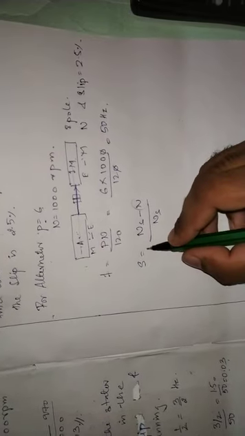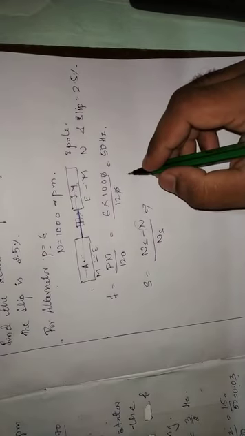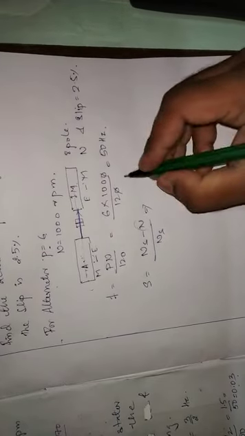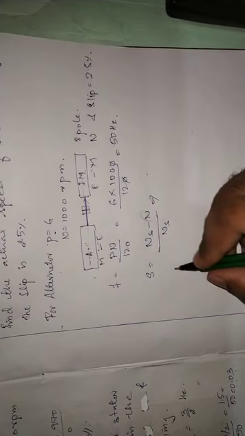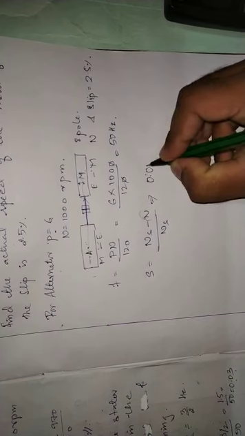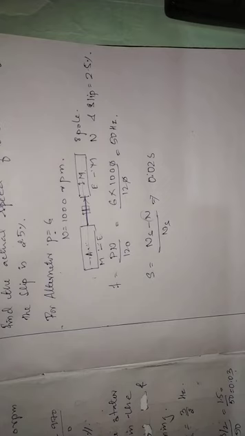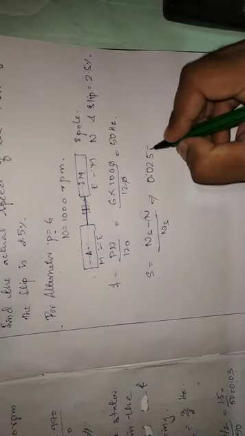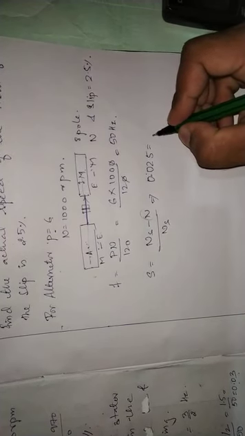The value of slip is 2.5%. It is 2.5 in the sense 2.5 divided by 100. So the value of slip is 2.5%, which is written as 0.025. As it is in percentage, 2.5 divided by 100 you will get 0.025 equal to (Ns minus N) by Ns. So we need to calculate Ns now.